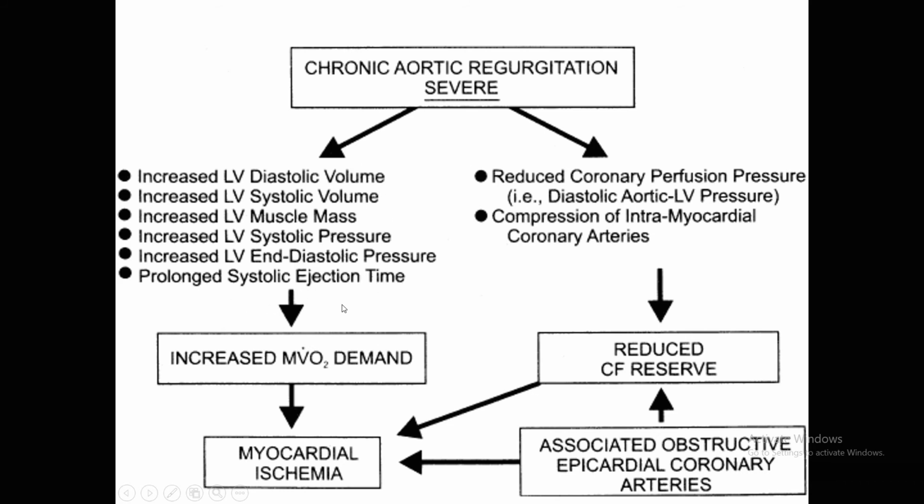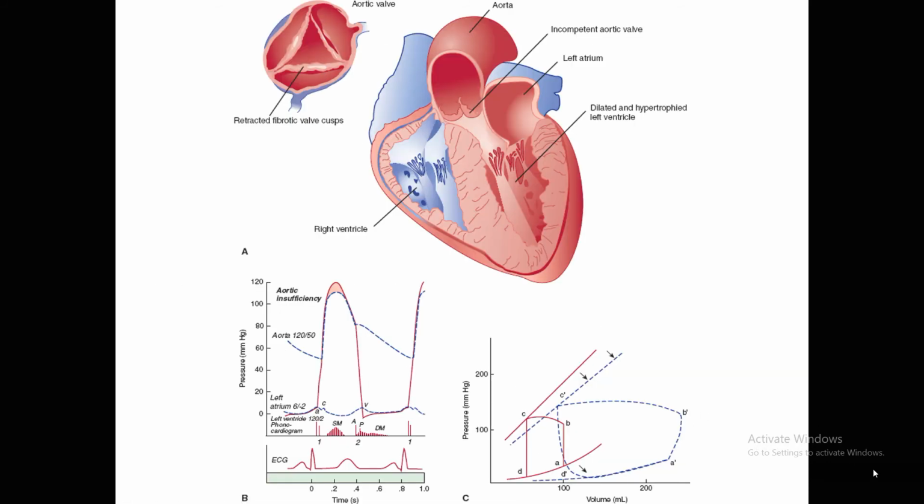All these activities will increase the oxygen demands. Thus, relative myocardial ischemia will be present, and against a reduced coronary perfusion pressure, together with the compression of intramyocardial coronary arteries by the hypertrophied muscle, will cause a reduced coronary flow reserve and an absolute myocardial ischemia. These are the events in the severe form of chronic aortic regurgitation.